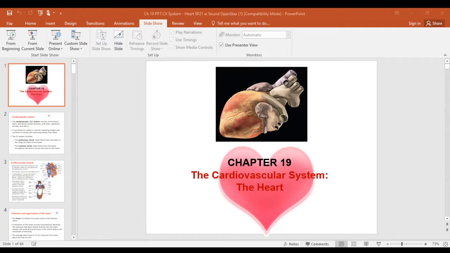So here, this diagram shows the heart here, the lungs on either side. These are big blood vessels here coming out the top of the heart. We'll learn what they are later.